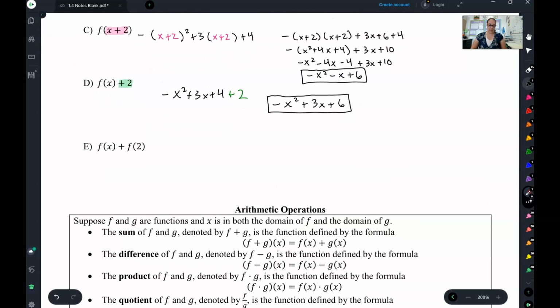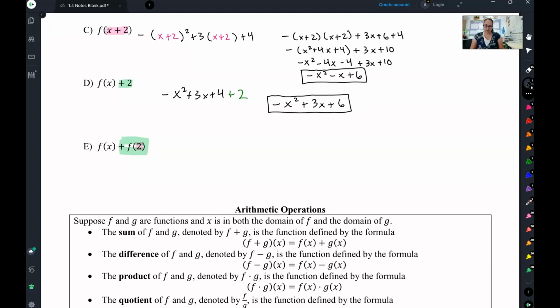So let's do our last problem for this section. We have f of x plus f of 2. This is combining things together. So I have an inside happening here, but then also this whole piece is outside this f of x. So let's take care of the inside first.